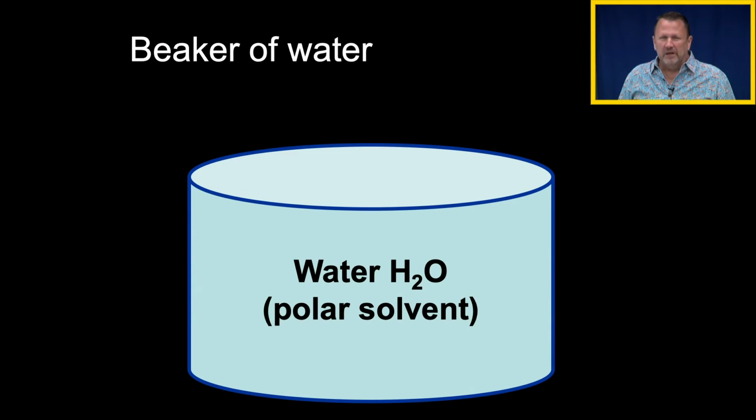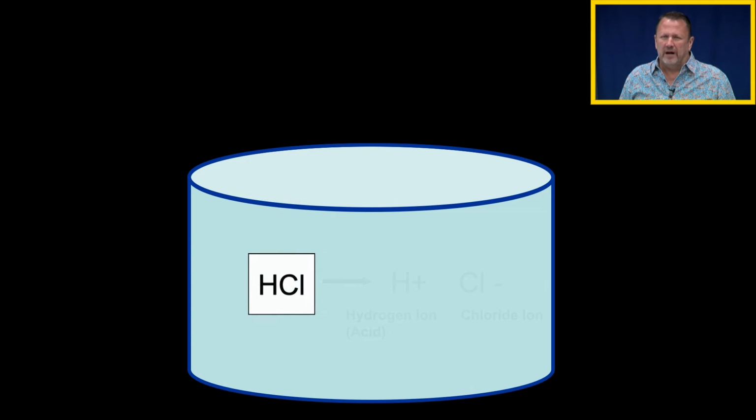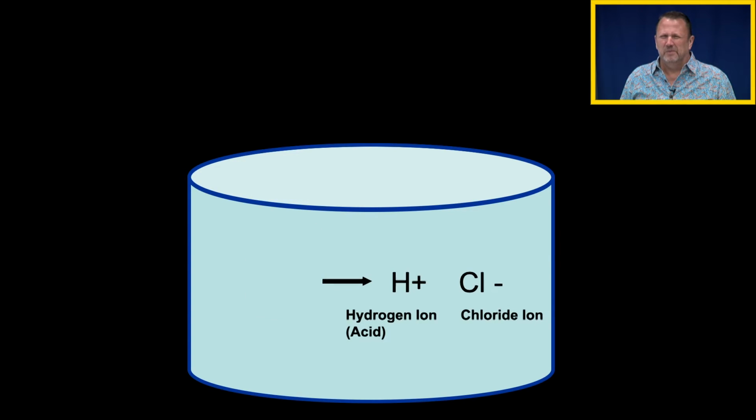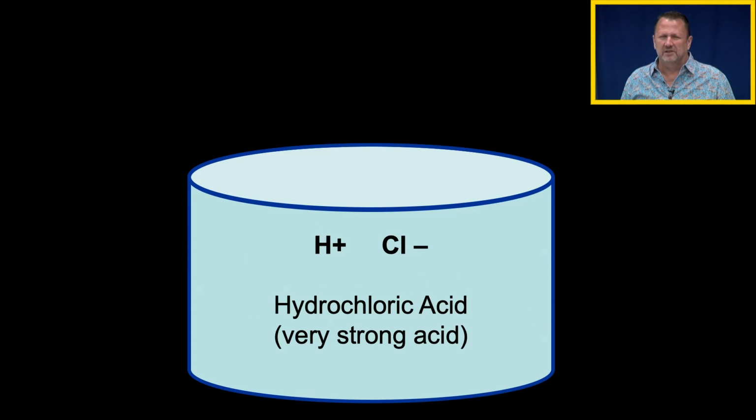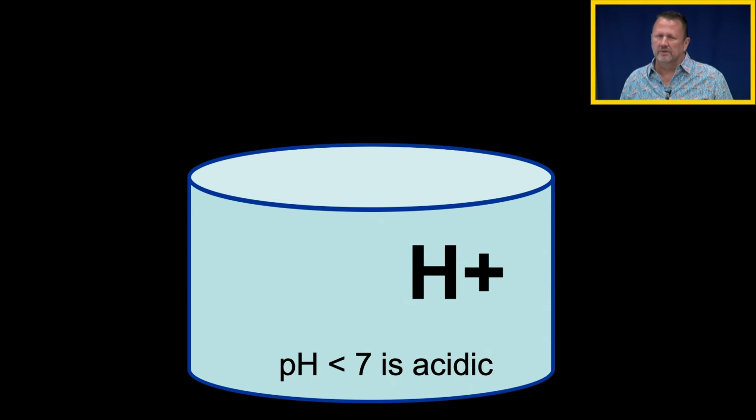All right, so there's my beaker of water again. We're going to make hydrochloric acid, which is a very strong acid. And remember, when we have hydrochloric acid, we have a solution that's full of these hydrogen ions. And there's nothing really to absorb them out of the water. And so we have this hydrogen ion in solution. So this solution is very acidic. Its pH is less than 7.